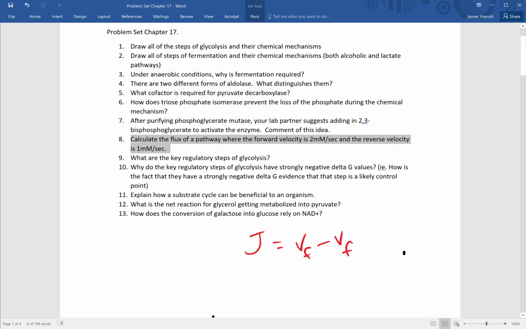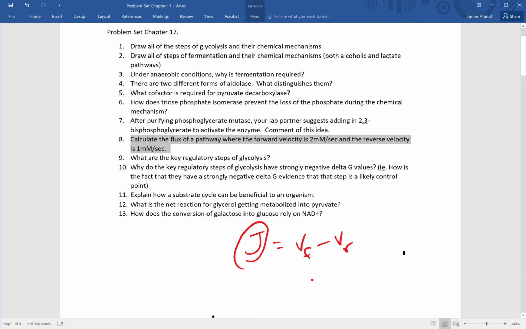When we're talking about metabolic pathways and the velocity of those metabolic pathways, really what we're concerned about is the flux. How much of these metabolites are going forward versus how many of them are going backwards. Now, flux is simply the forward velocity minus the reverse velocity.